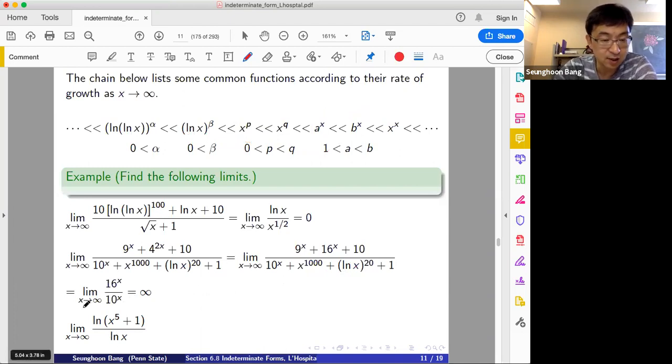This case, be really careful. Only compare x to the 5 and the 1. Is it constant? You have to ignore 1. So we have only the limit as x approaches infinity of ln of x to the 5 over ln of x. We have one good rule: the 5 comes down.